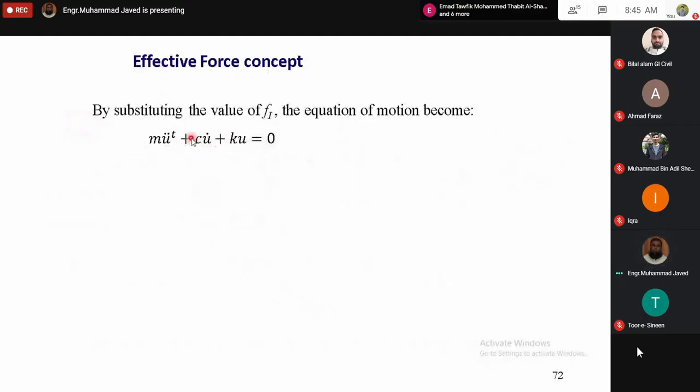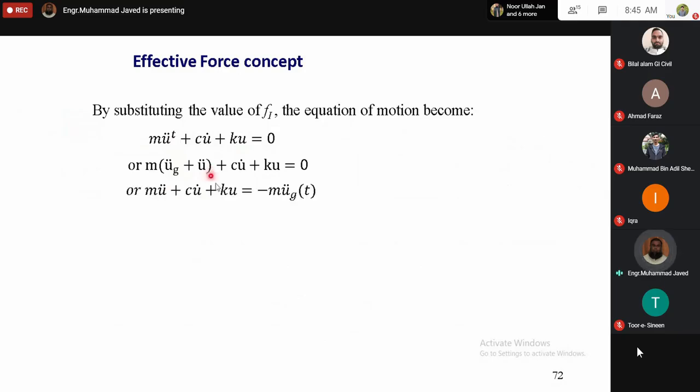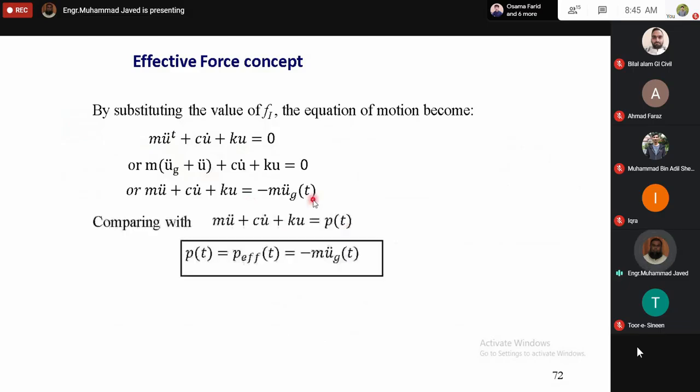इसमें अगर आप Fi, Fd और Fs की वैल्यू सब्स्टिट्यूट करें, आपके पास ये इक्वेशन आ जाएगी. U double dot T is equal to UG double dot plus U double dot. इसको आप अगर एक्सपेंड करते हैं आपके पास ये इक्वेशन आ जाएगी. और अगर आप इसको जनरलाइज्ड इक्वेशन ऑफ मोशन के साथ कंपेयर करें तो you can see that P of T can be taken equal to minus MUG double dot T.